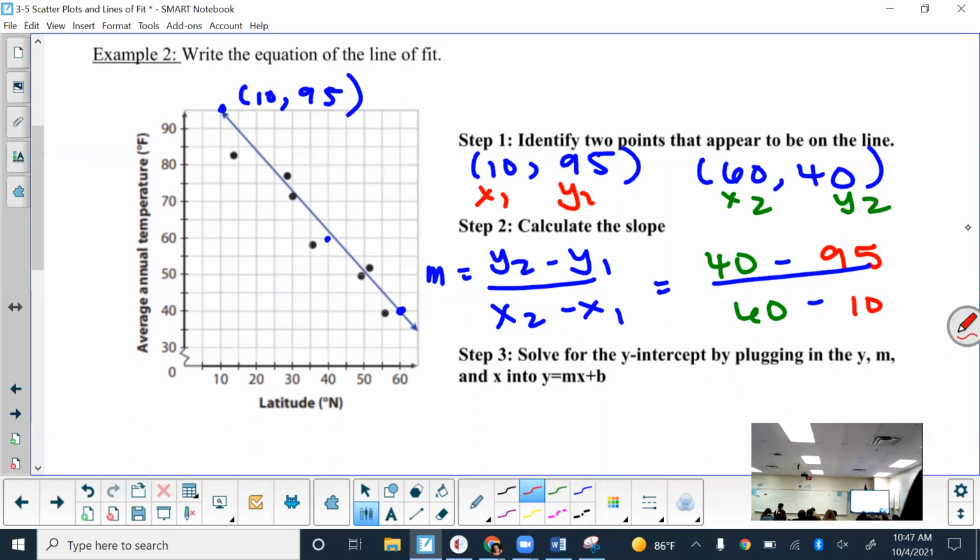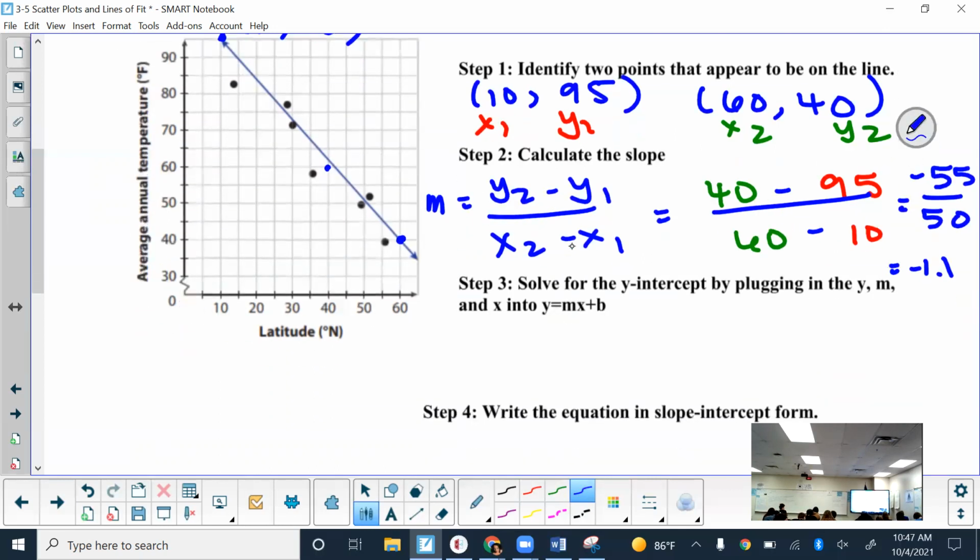Now let's simplify it. What's 40 minus 95? Negative 55. And then 60 minus 10. I'm going to put that in my calculator because I want to see what the actual m value is. It's okay if it's a decimal for these purposes. And I get m is equal to negative 1.1. Questions there?